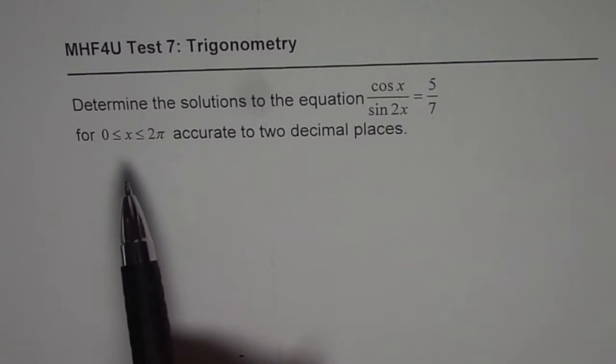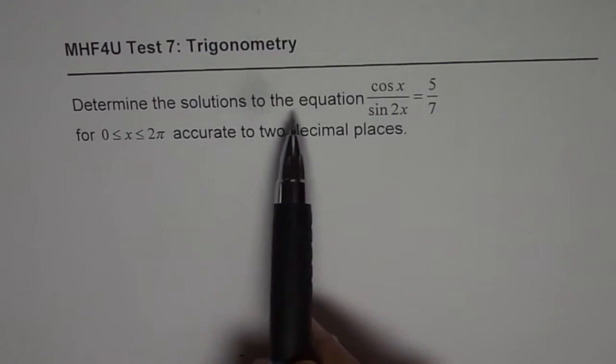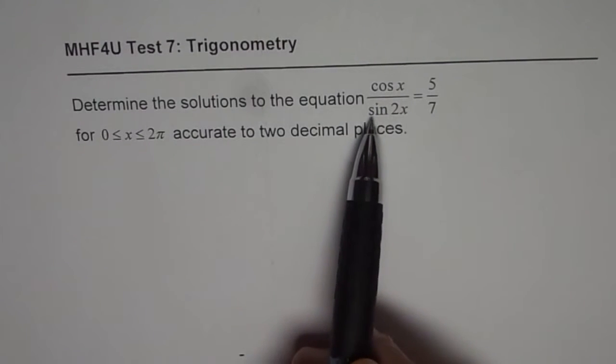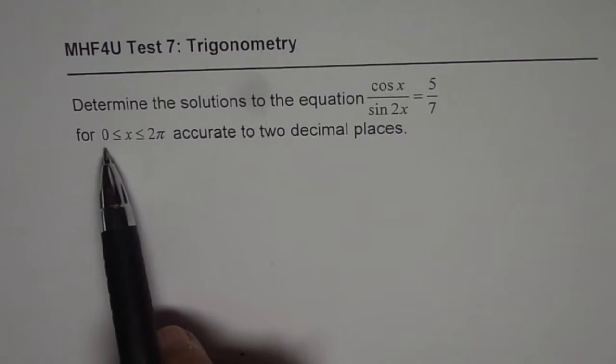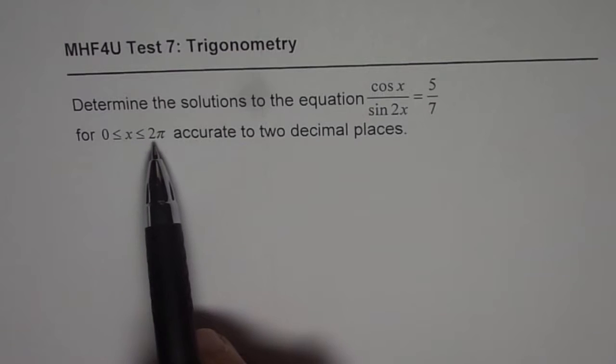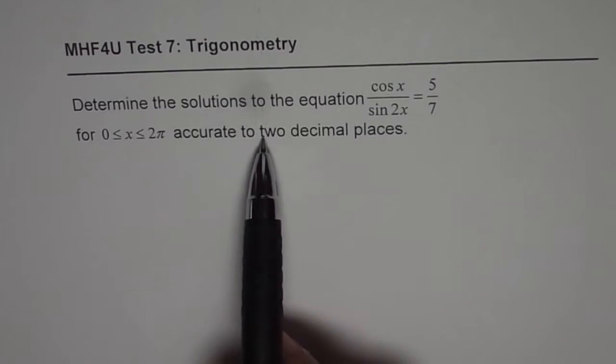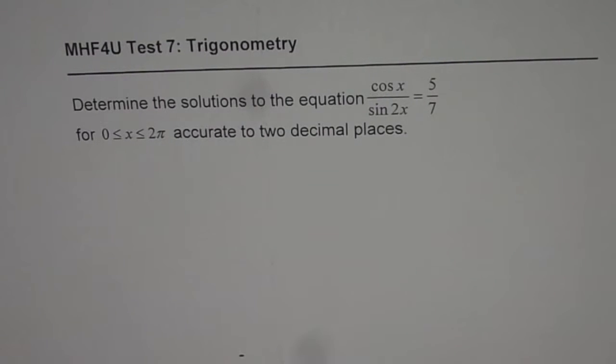Now, the question here is: determine the solution to the equation cos x over sin 2x equals 5 over 7, for x greater than or equal to 0 and less than or equal to 2 pi, accurate to 2 decimal places.